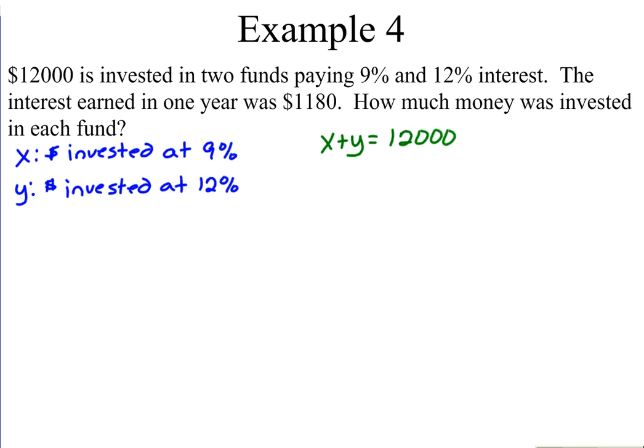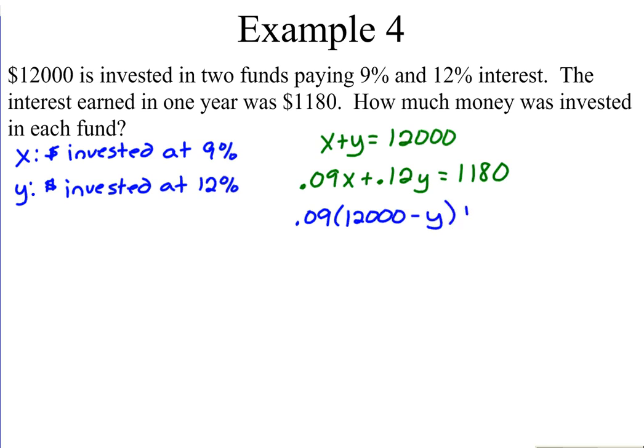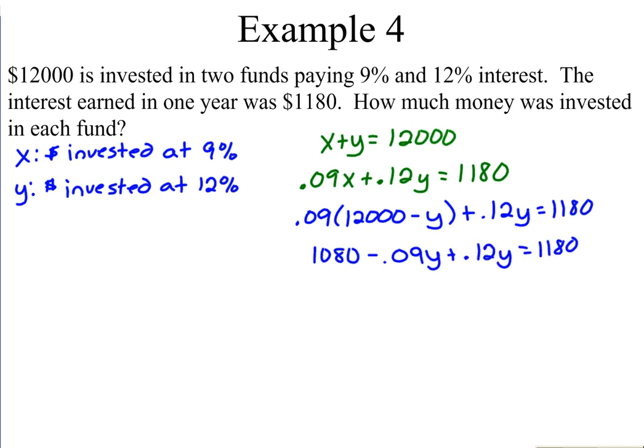Our second equation then is going to be based on the interest. Our x account, we are earning 9% interest. Our y account, we're earning 12% interest. And our total interest is $1,180. Use substitution here to solve. If I solve that top equation for x, I get x is 12,000 minus y, and I can plug that in. Distribute, we get 1,080 minus 0.09y plus 0.12y equals 1180.